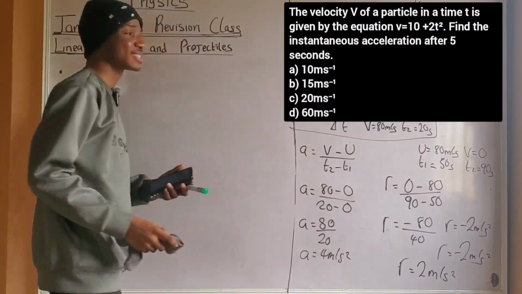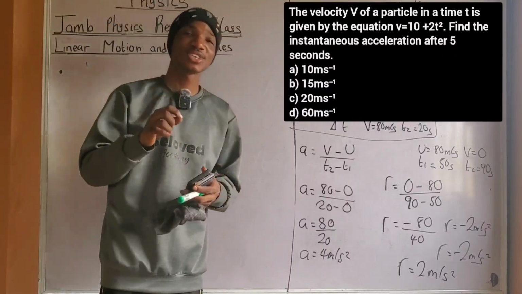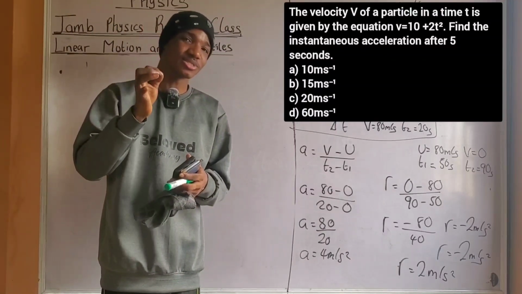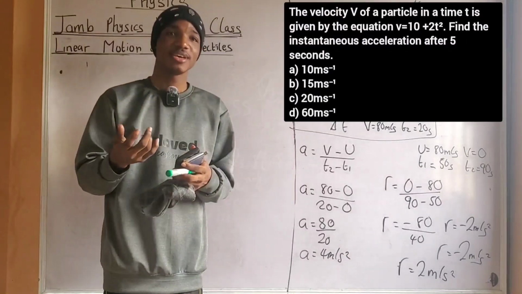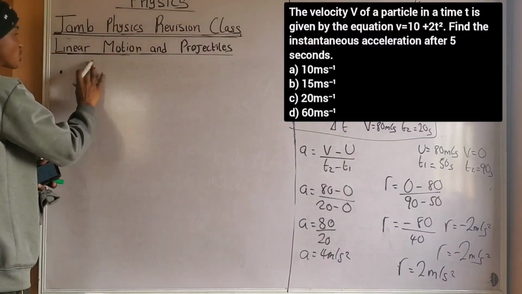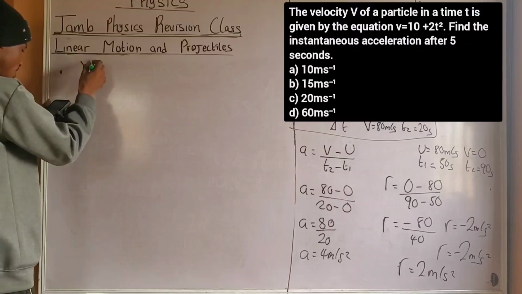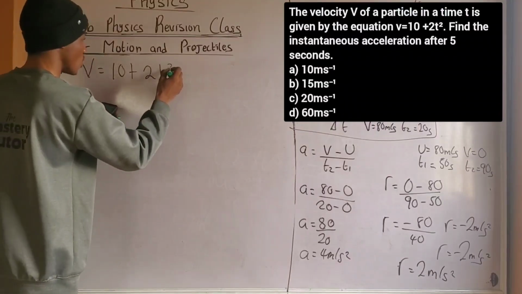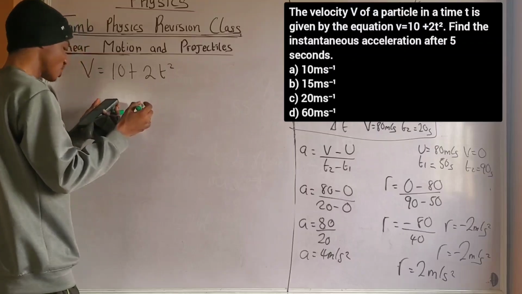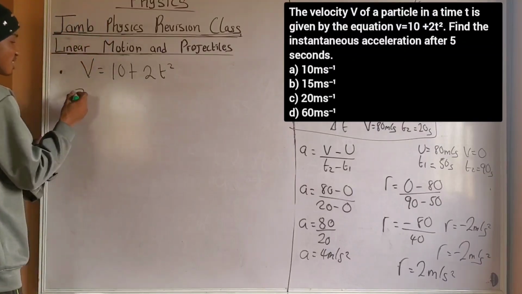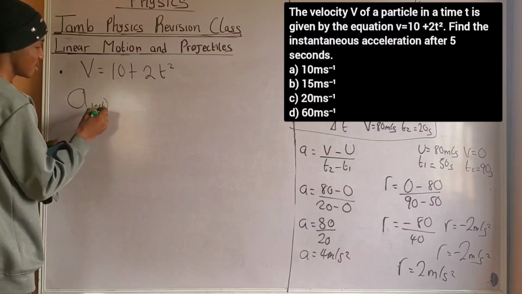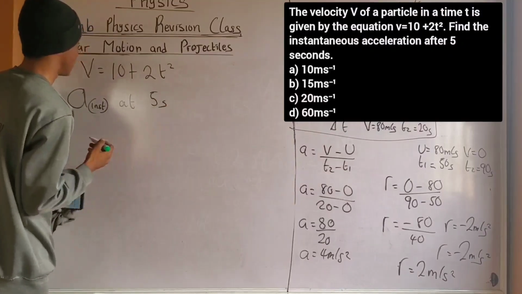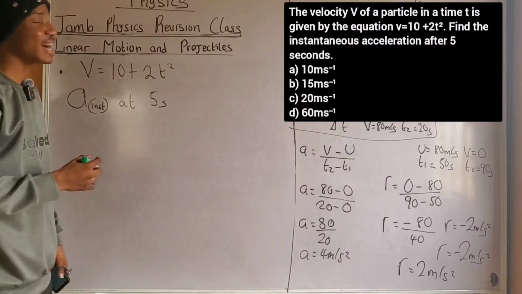When we talk about instantaneous acceleration, the acceleration of a body at a particular time, at a particular second, is called instantaneous. Now, we are given the velocity function. The velocity function v is equal to 10 plus 2t squared, right? And we are asked to find the instantaneous acceleration at 5 seconds. We first have to get the acceleration function.